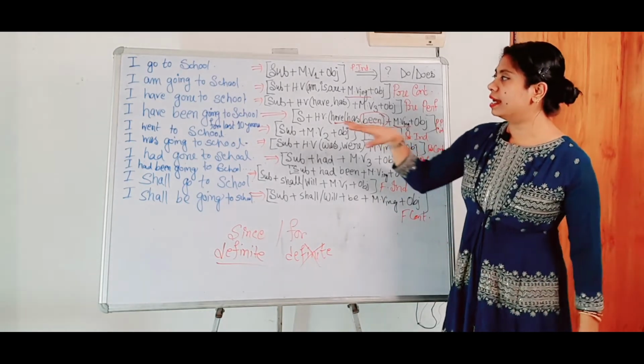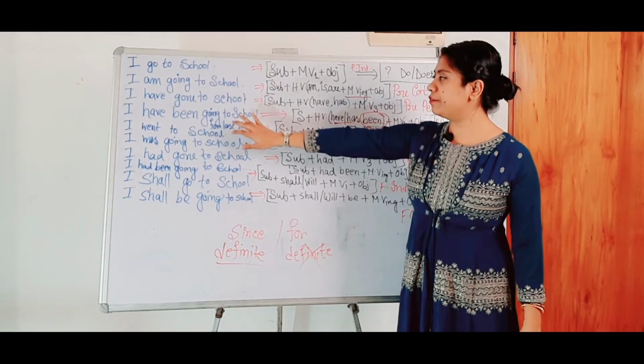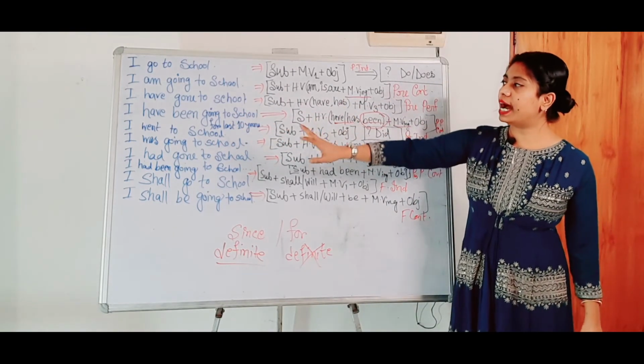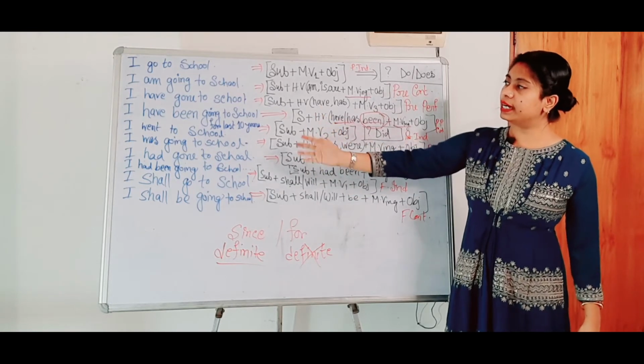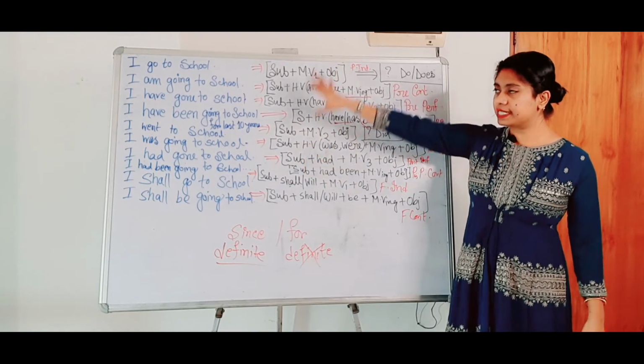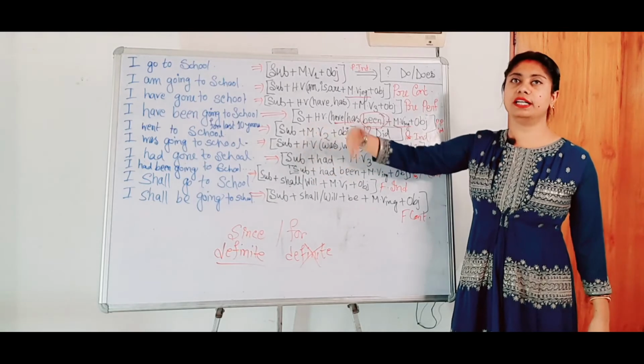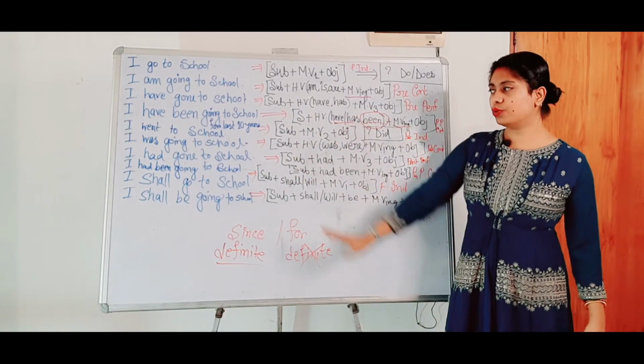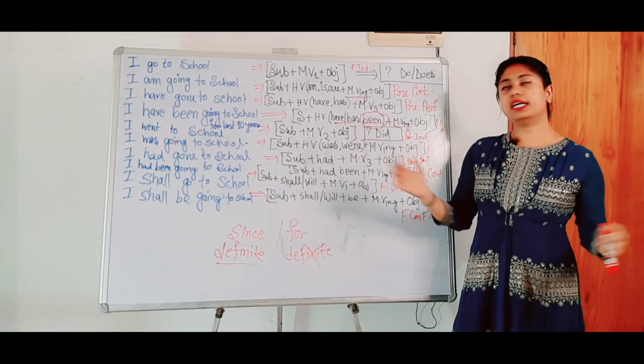Okay, next, past indefinite tense. I went to school. I was going to school. I had gone to school. Then I had been going to school. These are the past: indefinite, continuous, perfect. And for future, I shall go to school. I shall be going to school. So these are the future tenses.